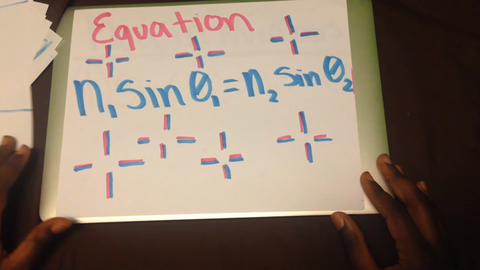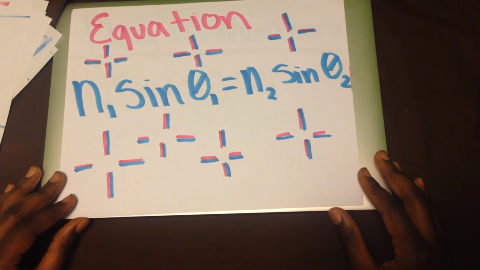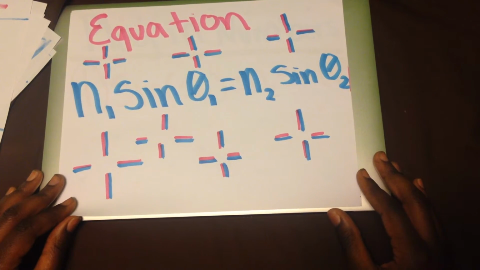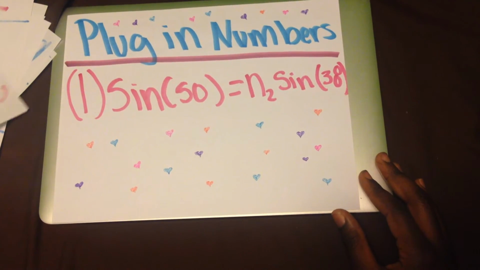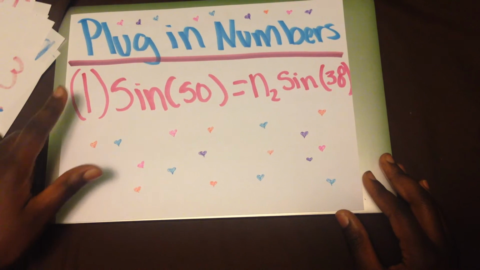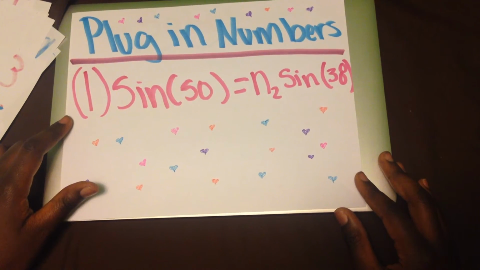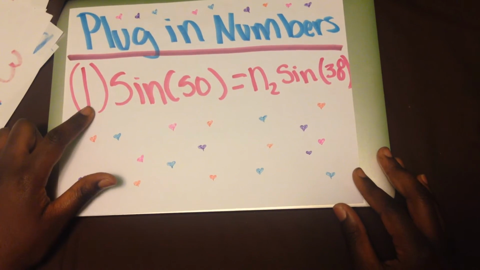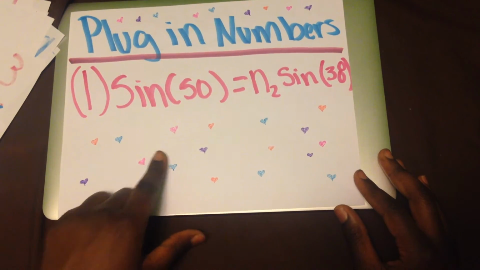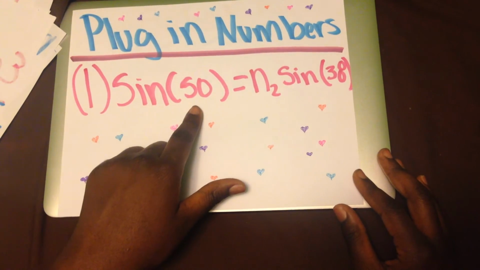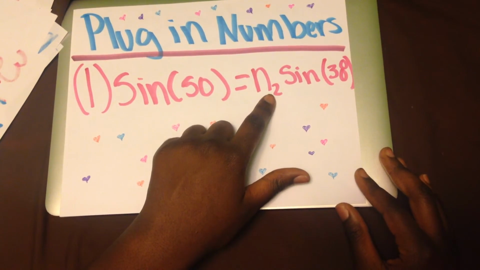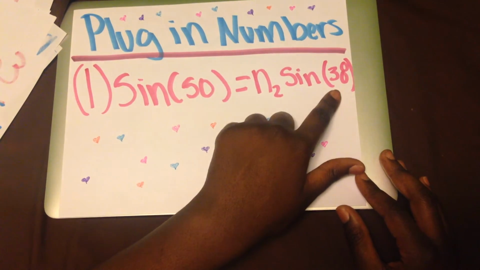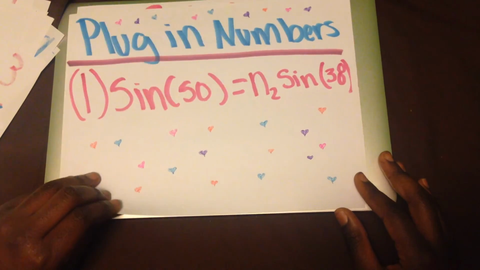The equation we must use to find our index of refraction is Snell's law, which is n1 sine theta 1 equals n2 sine theta 2. So now we must plug in our numbers. Here we can see we plugged in our index of refraction for the first medium as 1, and we put sine of our angle of incidence, which is 50 degrees, equals, since we don't know what n2 is yet, we're going to leave it like that, sine 38, which is our angle of refraction.